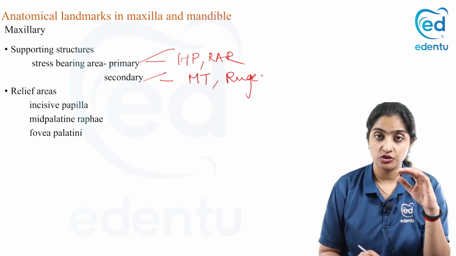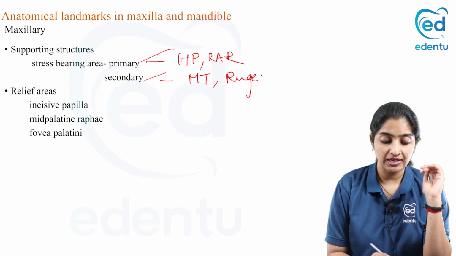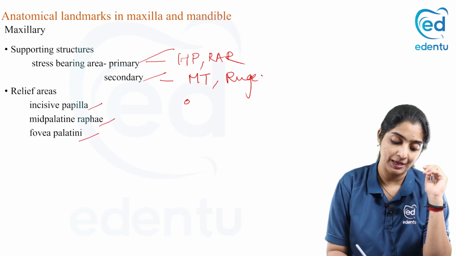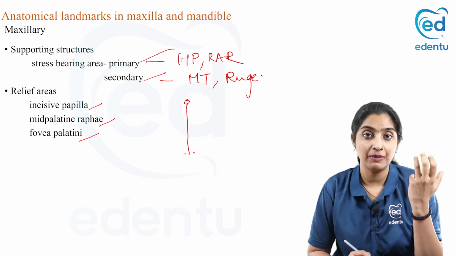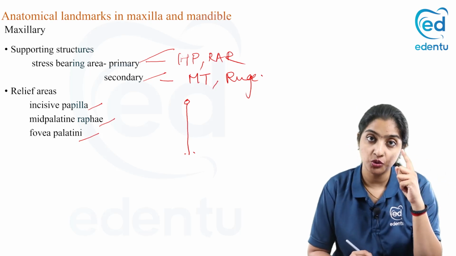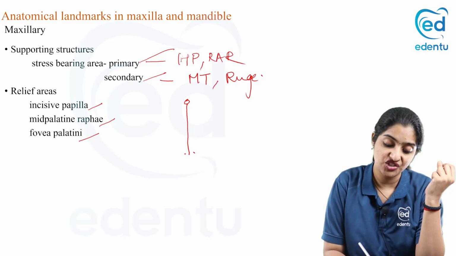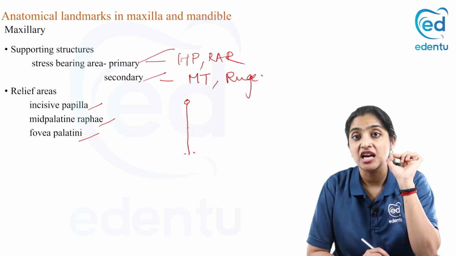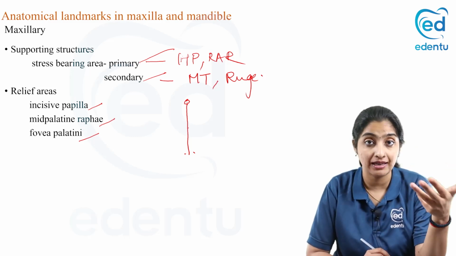Next is the relief area. So limiting structures is done, supporting structures is done. Next is the relief areas. You have the incisive papilla, the mid-palatine raphe and the fovea palatini. When you compare with taking a master impression or the secondary impression, you can correlate that it is in this same area of the incisive papilla, mid-palatine raphe and the fovea palatini that we place relief holes before we take a master impression or a secondary impression.